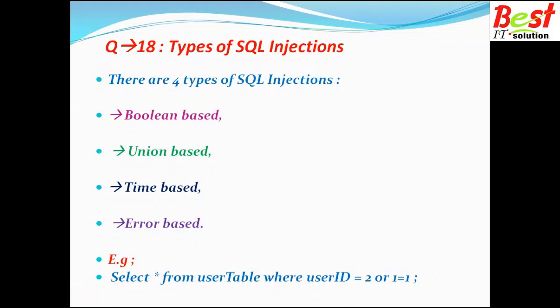For example, how SQL injections are injected. Suppose there is a query: select star from user table where user ID equal to 2 or 1 equal to 1. In this case, this query will always execute. If the user ID equal to 2 condition is not satisfied, then 1 equal to 1 is always true, and all the data will be fetched from the table.